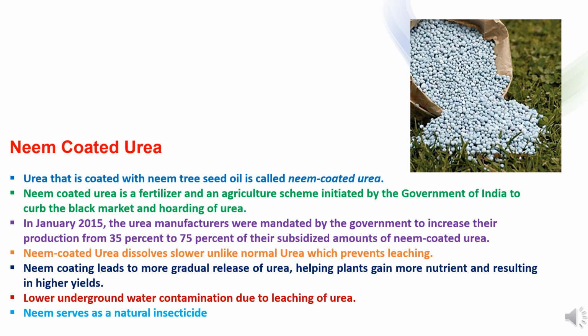Neem coated urea dissolves slower, unlike normal urea, which prevents leaching losses. Neem coated urea leads to more gradual release of urea, helping plants to gain more nutrients and resulting in higher yields. And there will be low leaching losses of urea also.